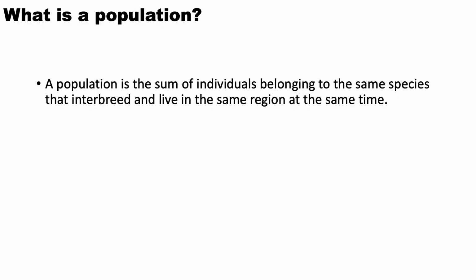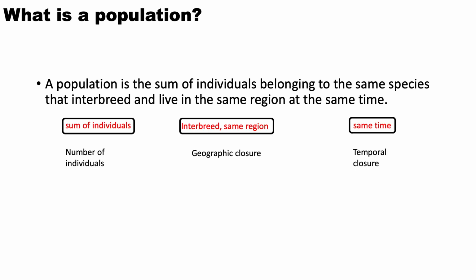So there is a group of individuals which interbreed, which obviously belong to the same species. Then there is the concept of all of them sharing the same space and occurring at a point in time. So these are the three important things that describe a population: a group of individuals that interbreed in the same region and at one point in time.